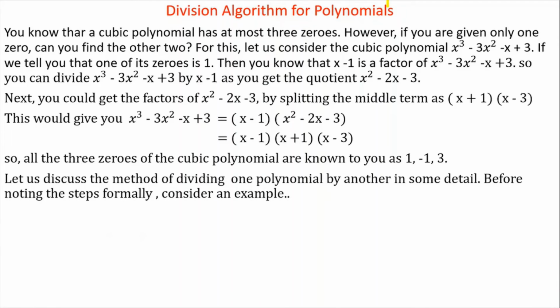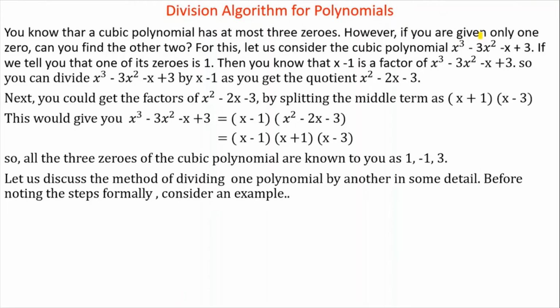Okay. We know that a cubic polynomial has at most 3 zeros. We can find zeros for a quadratic polynomial since a quadratic polynomial has at most 2 zeros, and we know the process of how to get zeros for a quadratic polynomial. But now a cubic polynomial contains 3 zeros at most.